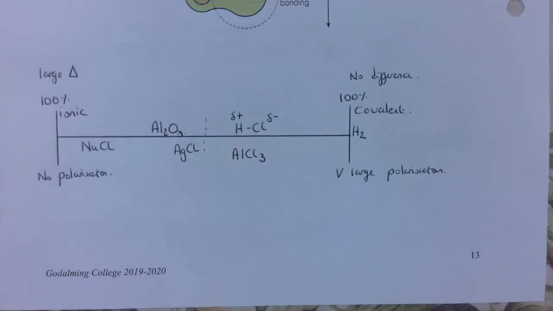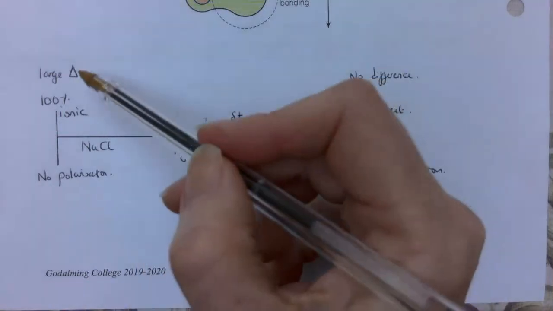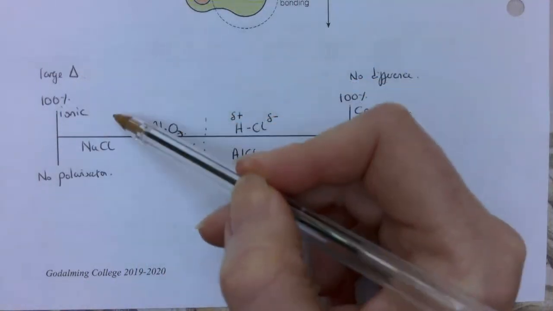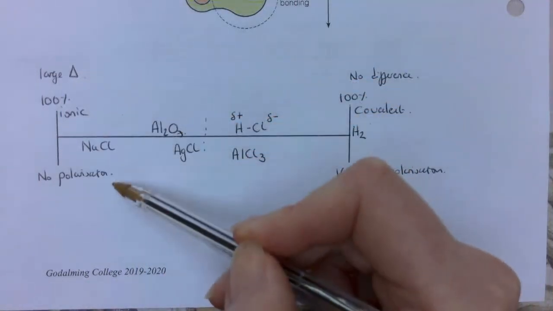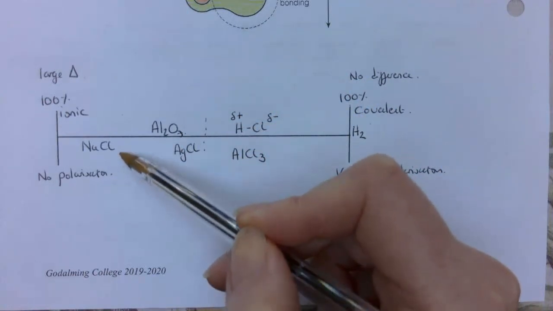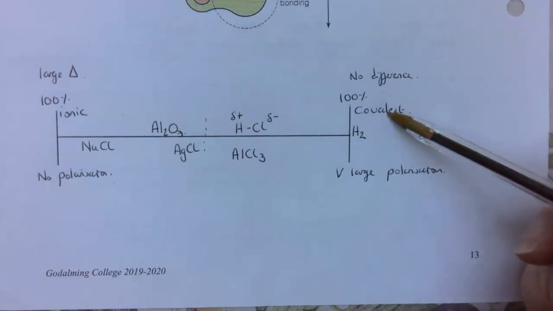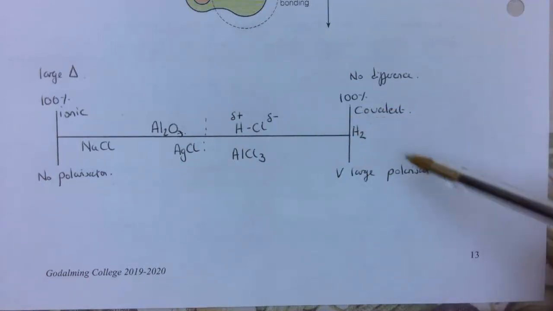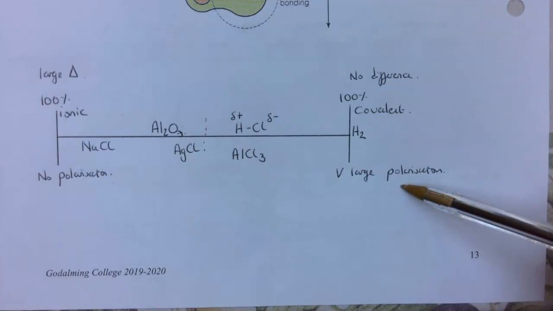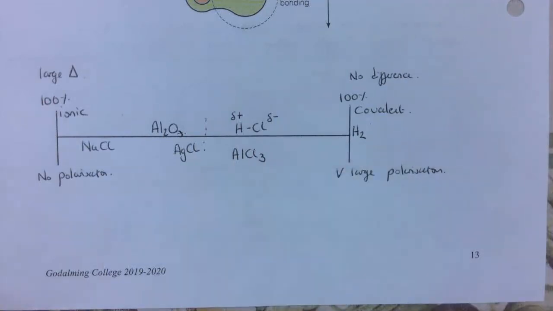So try not to think of things as being 100% ionic or 100% covalent, but existing on this continuum between the two. Large differences in electronegativity lead to ionic bonding. No or little polarization leads to ionic bonding. If you have no difference in the electronegativities, or little difference, you're going to get covalently bonded compounds. If you've got very large polarization, again, you're going to have a high degree of covalent character.